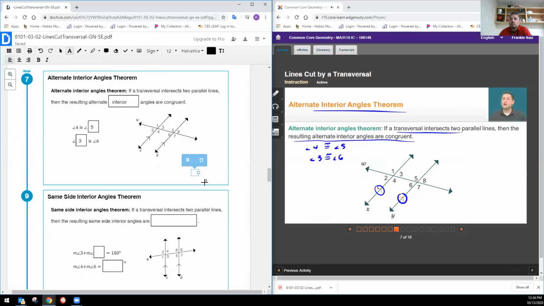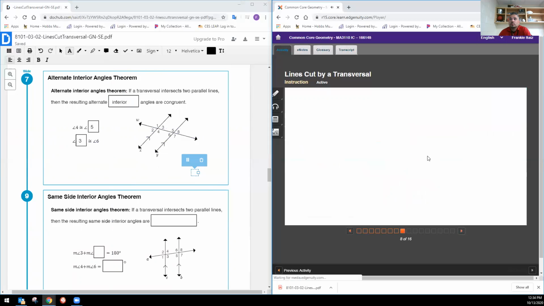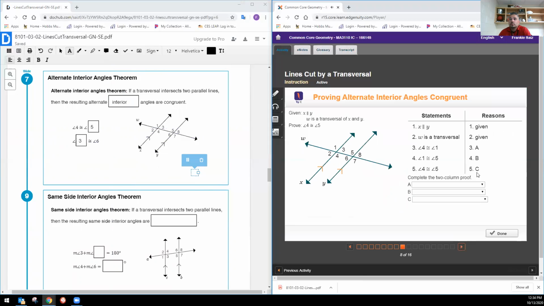So now, let's go ahead and prove the alternate interior angles theorem. Prove that alternate interior angles are congruent. Okay, given X and Y are parallel, W is a transversal of X and Y, prove that angle 4 is congruent to angle 5. Okay, so those are the givens.